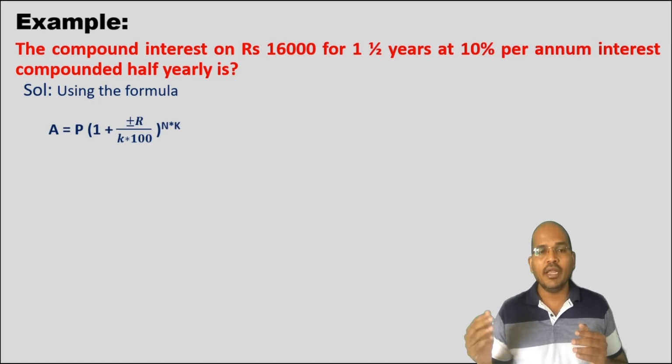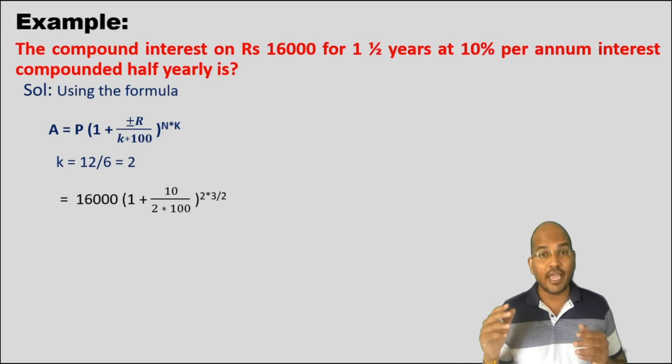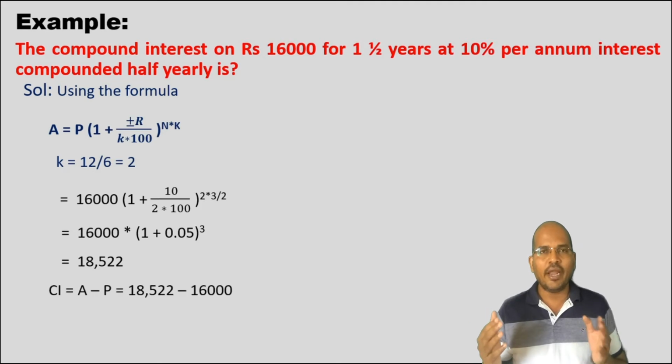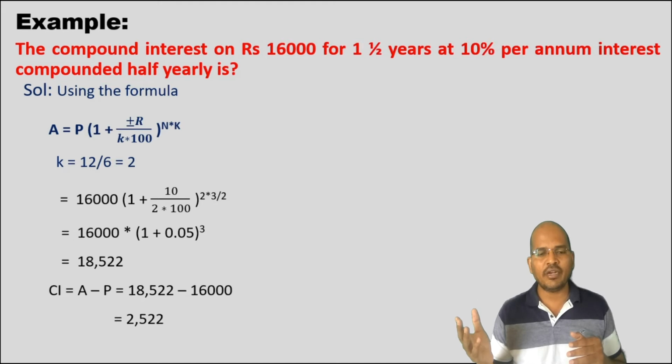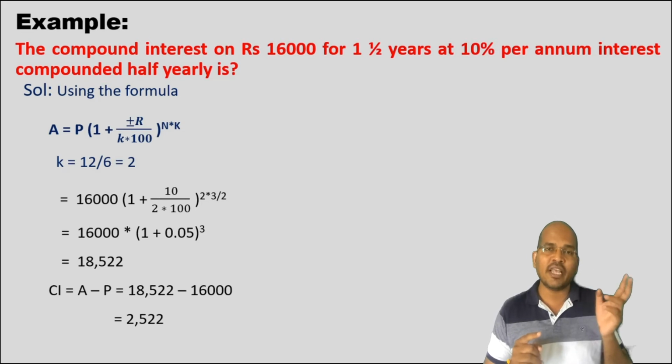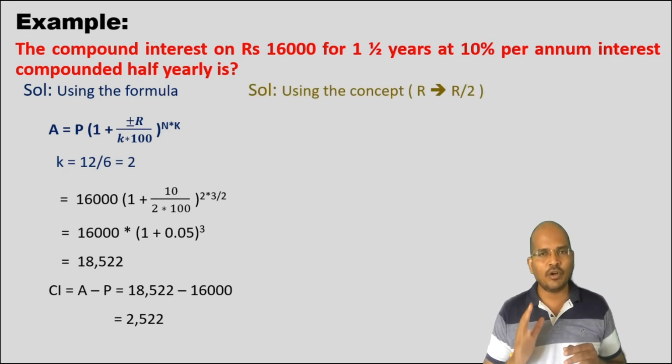So the formula becomes A equals P into (1 plus R by K into 100) whole power nK. The value of K is 2 here. So put in the values and find the value of A. And the value of A becomes finally 18,522 rupees. Now find the interest. Interest is 18,522 minus 16,000, that becomes 2522. So you have observed that R became R by 2. Why? Because the value of K is 2 here. In the previous case, the value of K is 1, so the R value did not change. So this is how you calculate it using the formula.